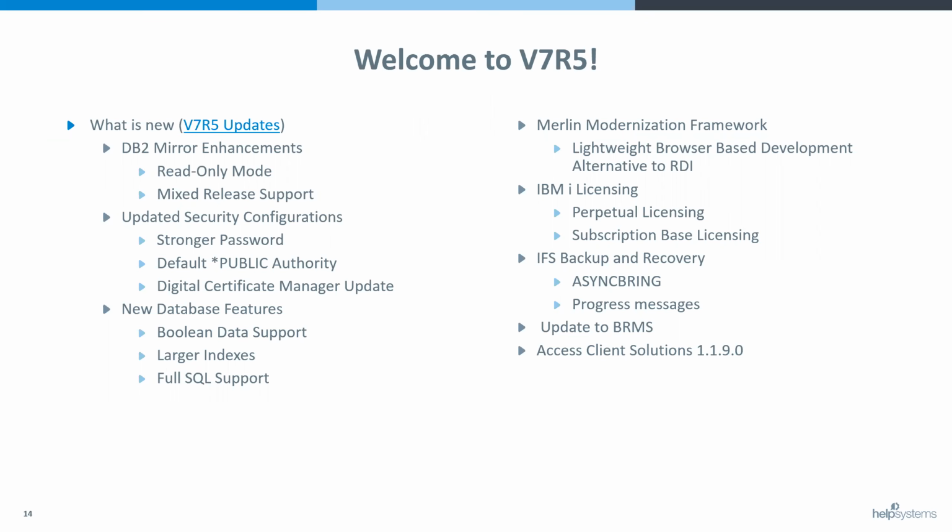7.5 also introduced some new licensing, the ability to purchase IBM i on a subscription basis versus perpetual licensing, moving from CAPEX to OPEX. Also some changes to backup and recovery, specifically in the IFS area, default change to the async bring capability, which can significantly increase the speed of IFS backups, as well as restores with progress messages. BRMS and iAccess Client Solutions 119 also came out. So, and several other things in v7.r5.